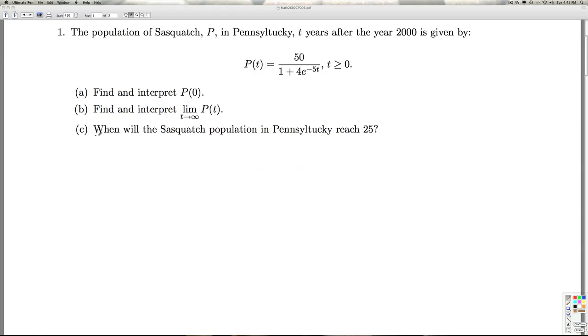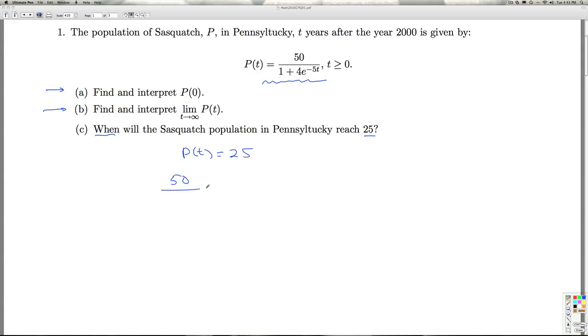Okay, in part C we're asked when will the population reach 25? This is certainly a reasonable thing to ask because we know that in the year 2000 we had 10 Sasquatch, and we know that as time goes by the population approaches 50 Sasquatch. And since this is a continuous function, we can use the intermediate value theorem to show that there is at least one point where the population is 25. So to figure this out, we set the population equal to 25 and solve for t.